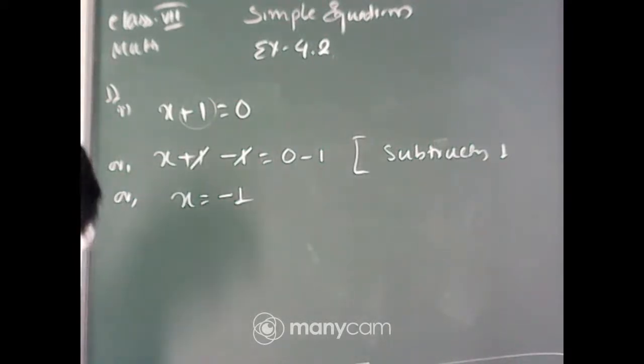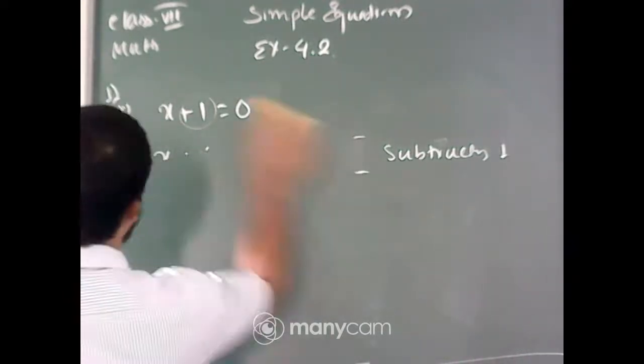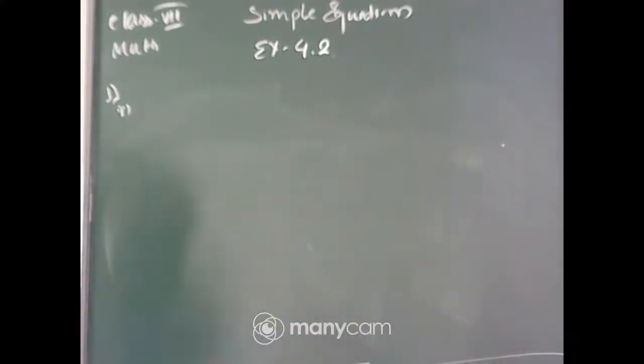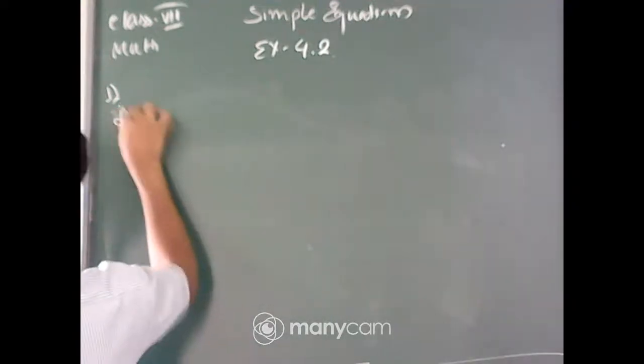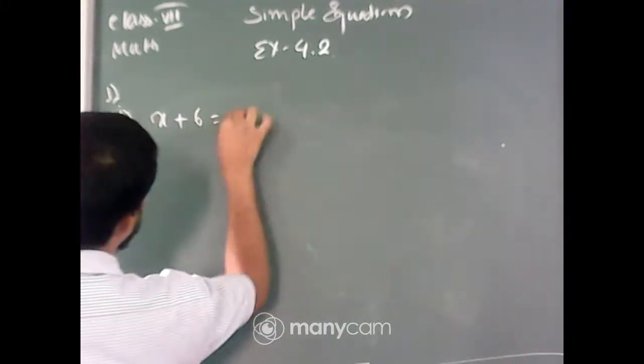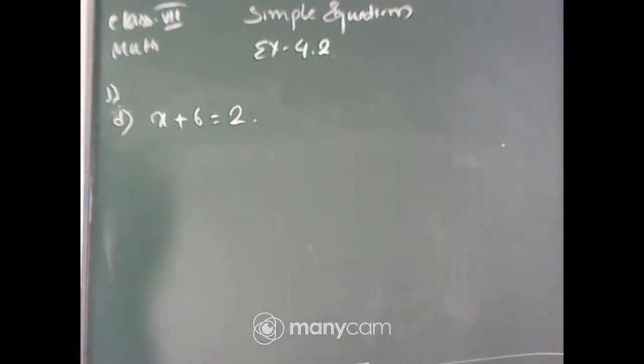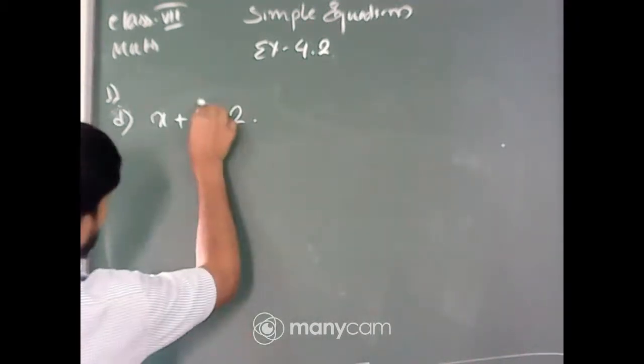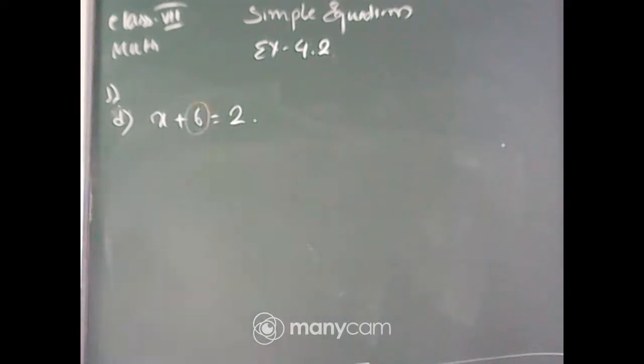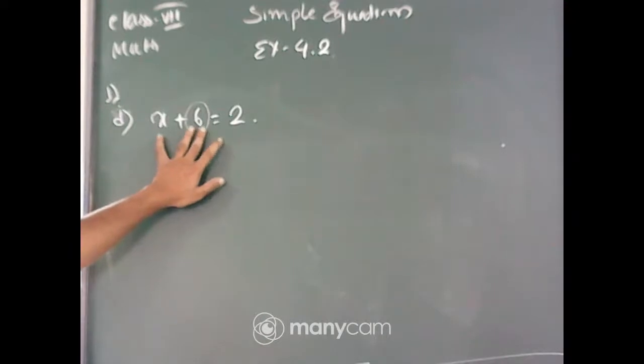Question number C. No, I am not doing C. I am doing question number D. Okay, question number D is x plus 6 is equal to 2. Now, from the left hand side, we have to remove all the terms which do not contain the variable x. Look, there is only one term which does not contain the variable x. So, we have to remove this term, plus 6.